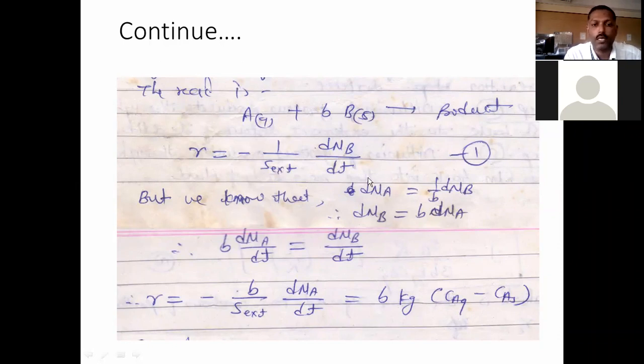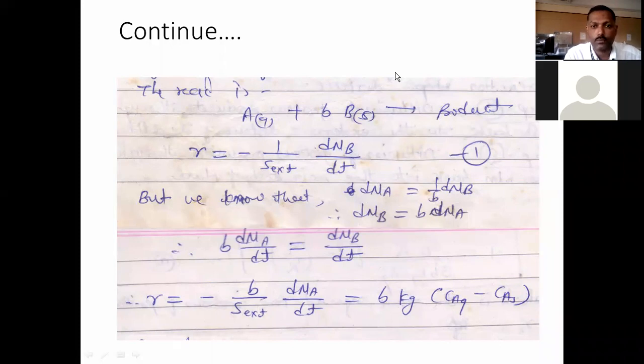But we know what dNA is: the change in number of moles of A, dNA, which is equal to 1 upon b into dNB. How do we calculate this? As per the ratio of the stoichiometric coefficients, minus RA is equal to minus RB upon b, and RA is equal to dNA upon dt. Similarly RB is dNB upon dt. Putting this in the equation dNA equals 1 upon b into dNB, we form this equation, so dNB is equal to b into dNA. This relation we know.